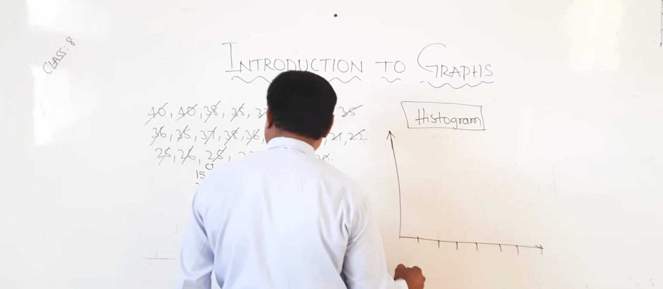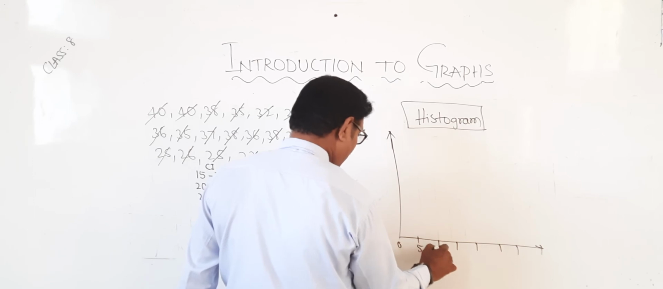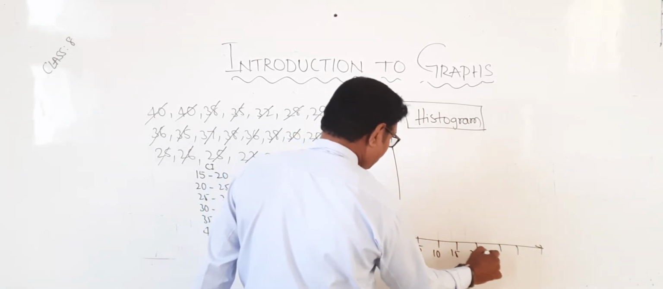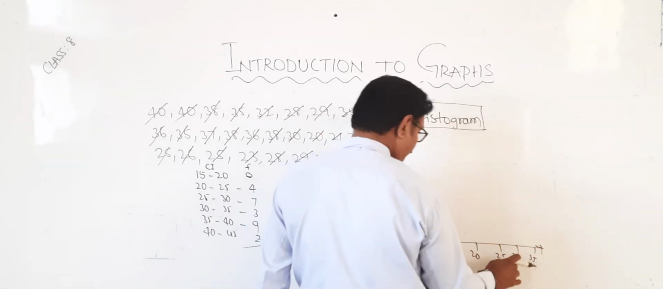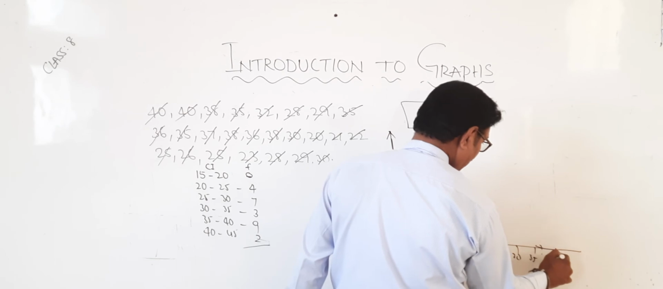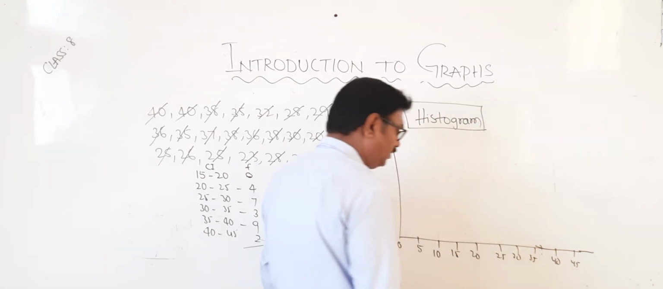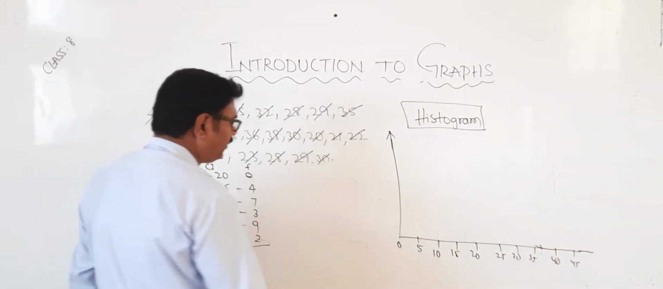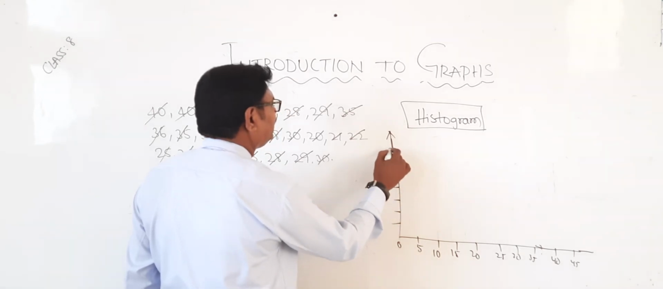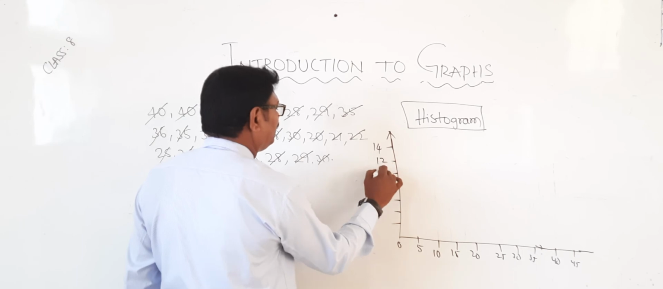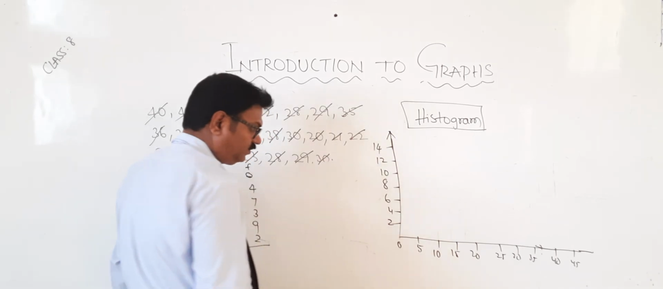Yes, the interval is 5, therefore we start from 0. We can take 5, 10, 15, 20, 25, 30, 35, 40, 45, like this. Okay? Here, very simple: 1, 2, 3, 4, 5, 6, 7, 14, 12, 10, 8, 6, 4, 2, 0.